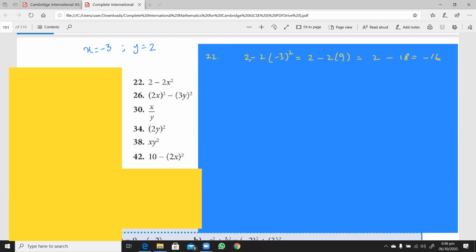Now please be aware of this. Some people simply subtract these two together, okay? So this 2 is in product with this minus 3 square. So try to be cautious about that.